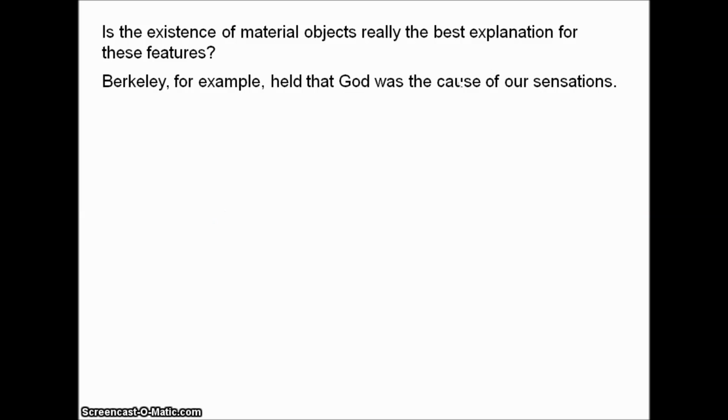First of all, is it really the case that the existence of material objects is the best explanation for those features of our sensations? Certainly not everybody thought so. Berkeley, for example, held that God was the cause of our sensations. It's not clear why this shouldn't be just as good an explanation as the existence of material objects. God seems to be a simpler explanation, for one thing. I mean, obviously positing the existence of material objects is more commonsensical, but just because something's intuitive doesn't necessarily mean it has any better connection to reality.